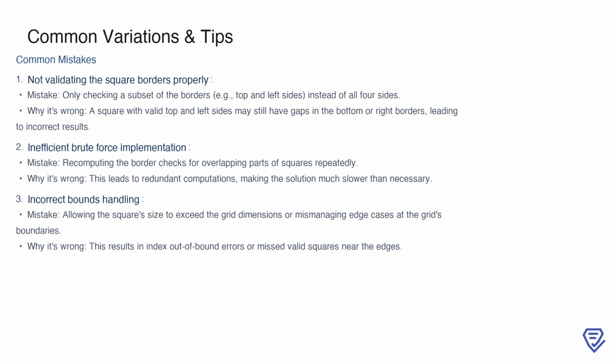Another common mistake is using an inefficient brute force approach that repeatedly recomputes border checks for overlapping areas of the square. This redundancy increases runtime significantly, especially for larger grids. Additionally, incorrect handling of grid boundaries can lead to problems. If your algorithm doesn't properly account for edge cases, like when the square's size exceeds the grid dimensions, you may encounter index out-of-bound errors or fail to detect valid squares located near the edges. These issues highlight the importance of careful implementation and robust boundary checks.